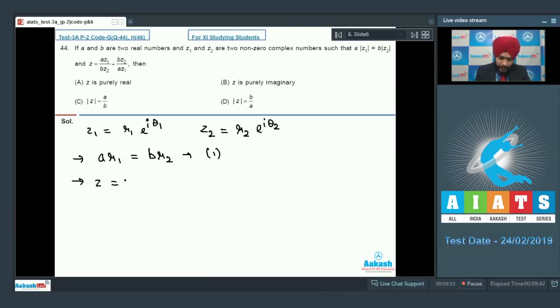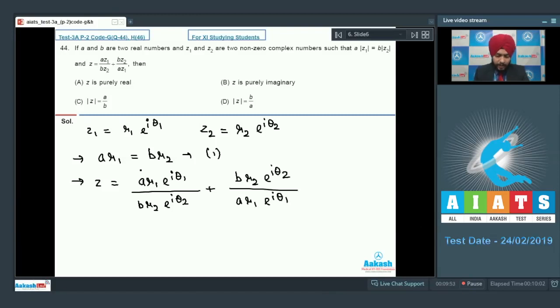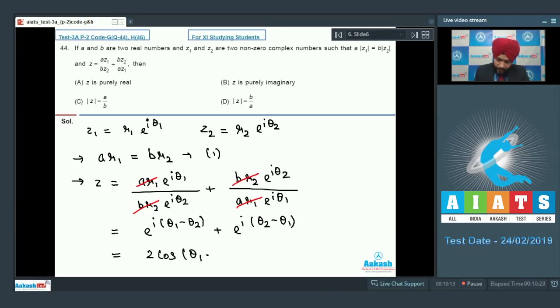Students, we have Z as A R1 e to the power iota theta 1 upon B R2 e to the power iota theta 2 plus BZ2, so B R2 e to the power iota theta 2 upon A R1 e to the power iota theta 1. As A R1 is equal to B R2, I can cancel these terms. They are equal to each other. So it is simply e to the power iota (theta 1 minus theta 2) plus e to the power iota (theta 2 minus theta 1). And students, it is simply equal to 2 cos of (theta 1 minus theta 2). The imaginary part is 0. Okay. So Z is simply purely real. Option number A is correct. So you just have to use the appropriate form of complex number in order to solve this question. Okay. Let us move on to 45.